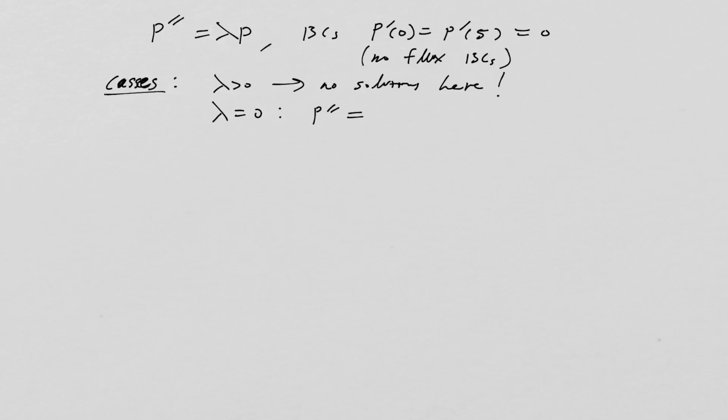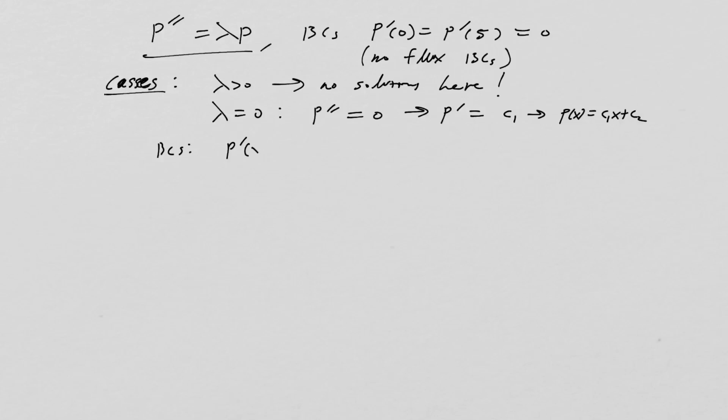That makes P double prime equal to 0. If I just look at the eigenfunction problem, that's what you'd get. Of course, I can anti-differentiate, and then if I anti-differentiate again, I get C1 x plus C2. But then, of course, I need to check the boundary conditions.